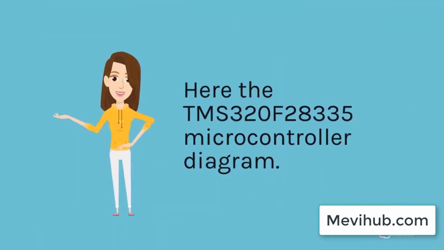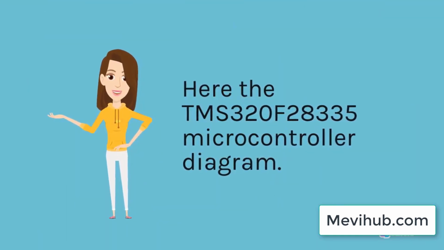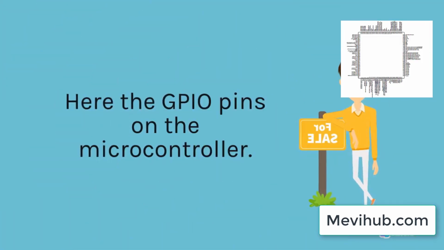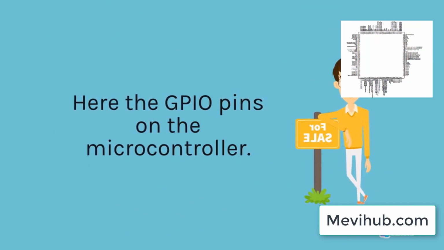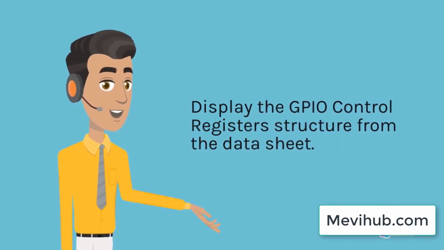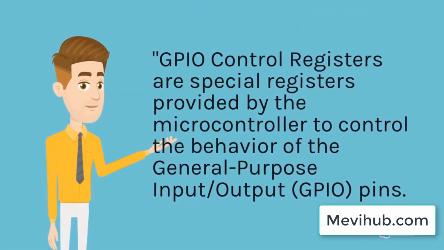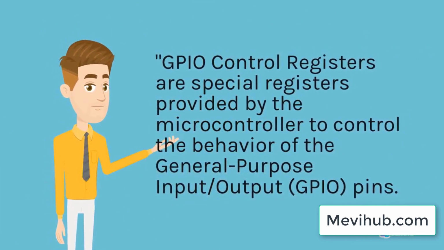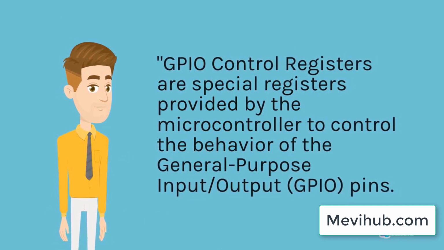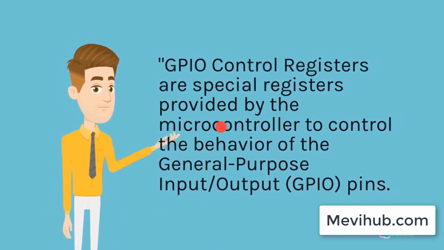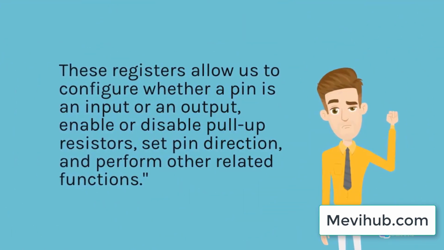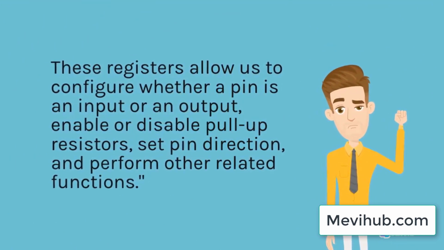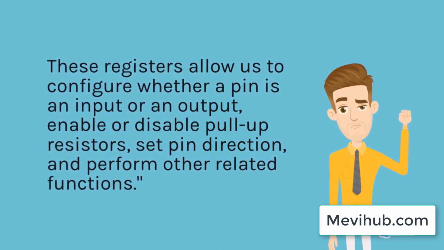Here is the TMS320F28335 microcontroller diagram. Here are the GPIO pins on the microcontroller. GPIO control registers are special registers provided by the microcontroller to control the behavior of the general-purpose input/output (GPIO) pins. These registers allow us to configure whether a pin is an input or an output, enable or disable pull-up resistors, set pin direction, and perform other related functions.